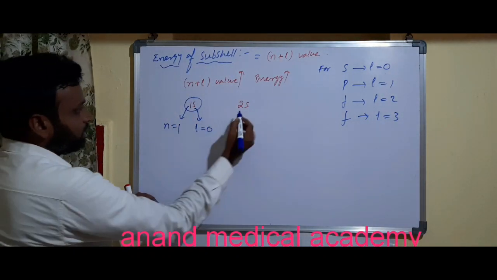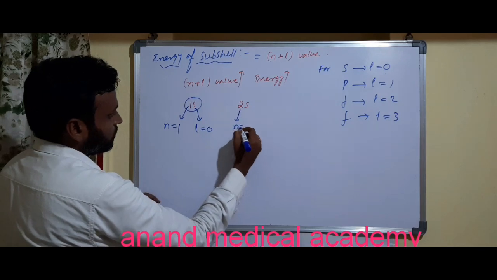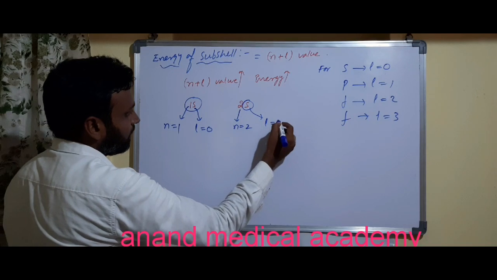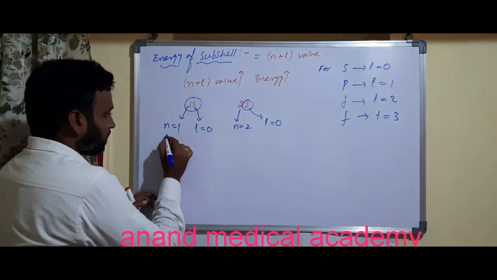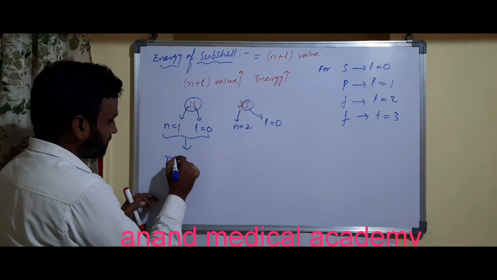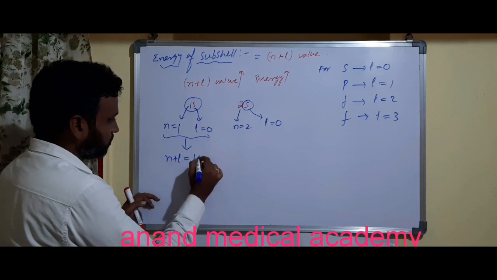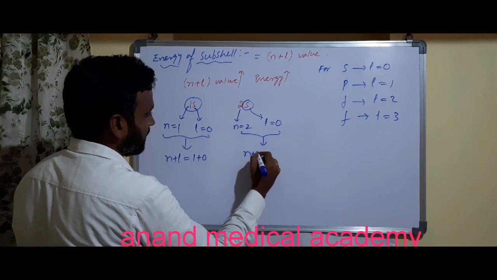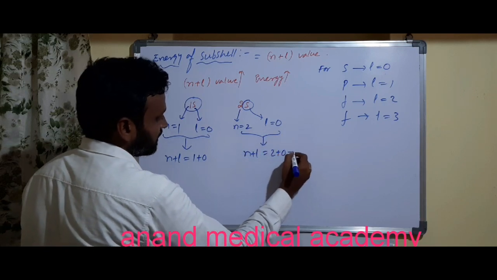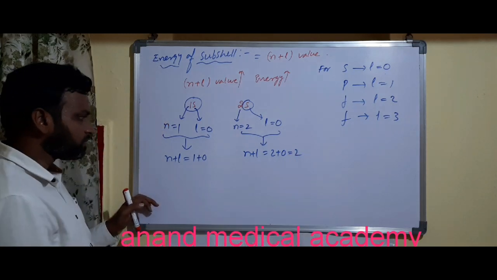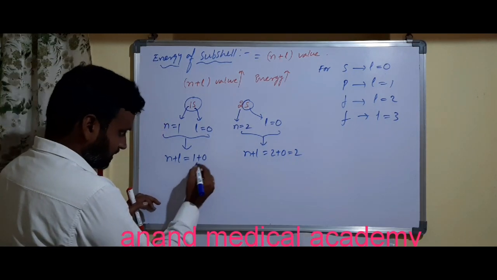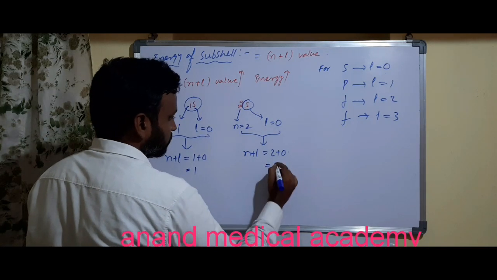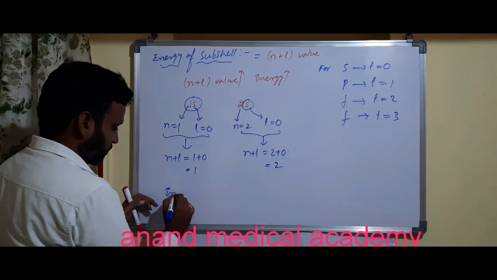Got it clearly? So here, what is the n value? The n value is 2. And for s, what is the l value? The l value is 0 again. Here, what is the total n plus l value? For 1s, 1 plus 0, that is 1. For 2s, 2 plus 0, that is 2. So which has more energy?